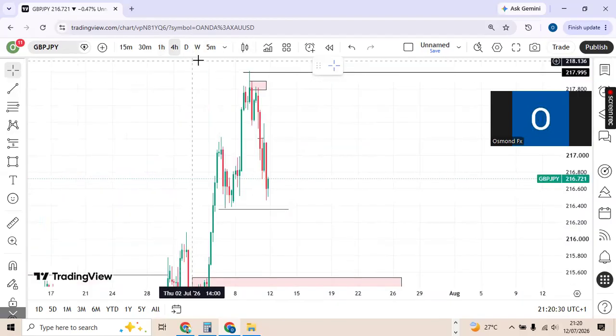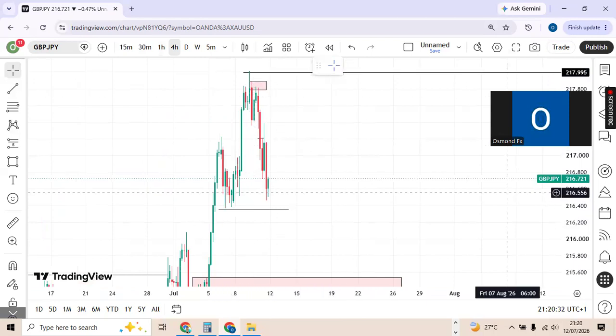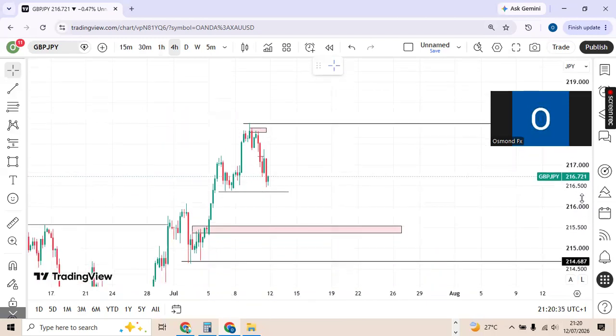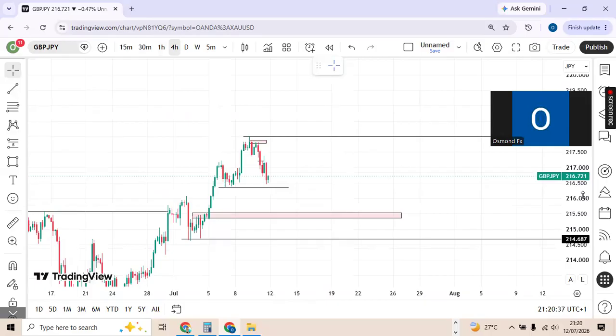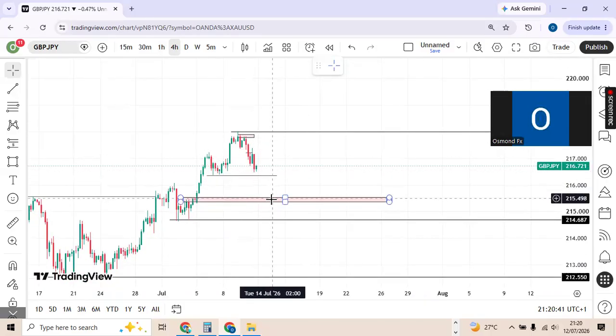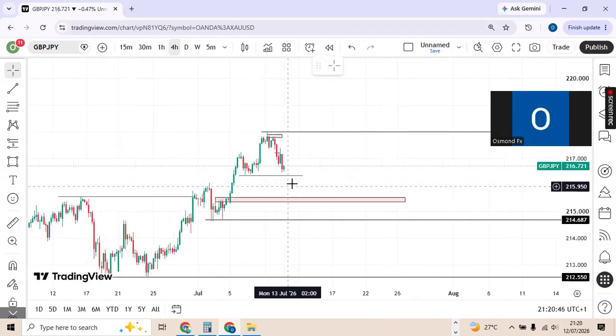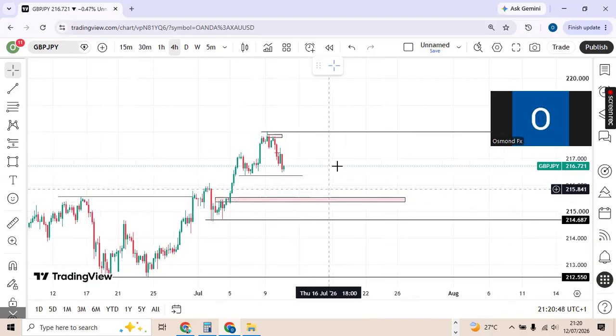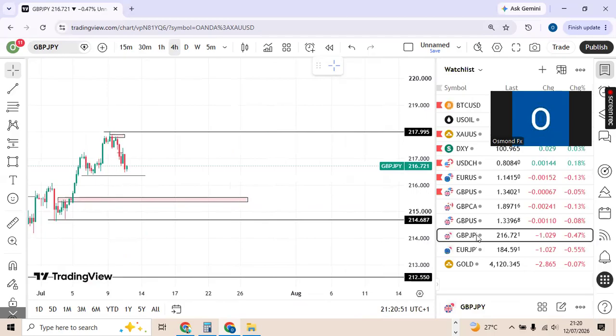But anything that will make the market come and break above here, then you continue buying. Just know that GBP JPY is going to be buying, but at least expect a retracement to this low. In my analysis, I'm 70% sure that the market is going to be retracing to this level before we continue buying to the upside. So that is all for GBP JPY.